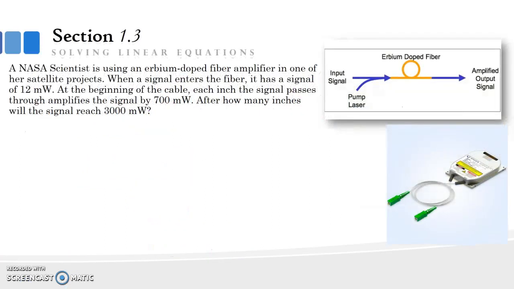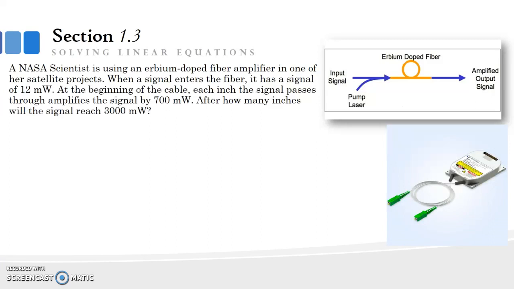The next one is about a satellite, and it says a NASA scientist is using an erbium-doped fiber amplifier in one of her satellite projects. When a signal enters the fiber, it has a signal of 12 milliwatts. At the beginning of the cable, each inch the signal passes through amplifies the signal by 700 milliwatts. After how many inches will the signal reach 3,000 milliwatts?